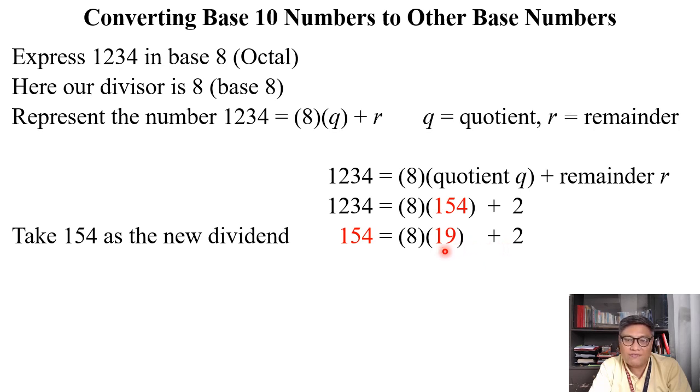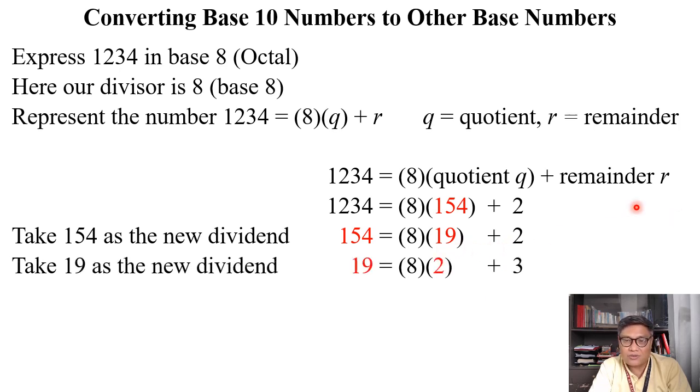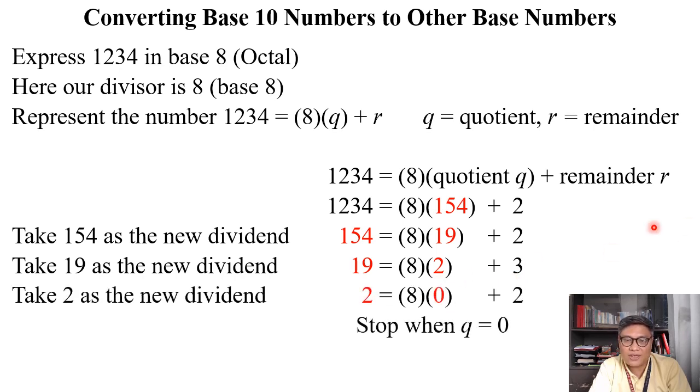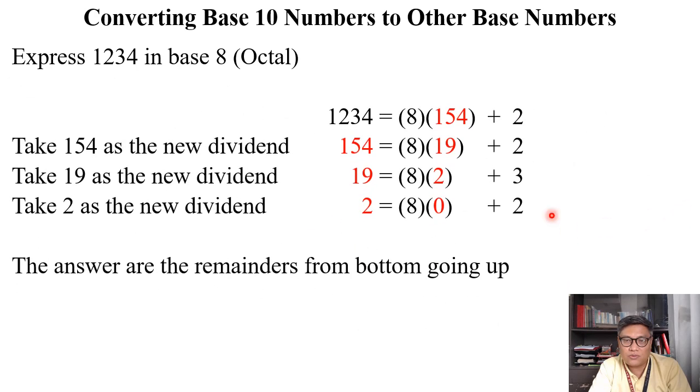Then continue dividing 19 by 8. 19 divided by 8 is 2, and we have a remainder of 3. Again, 2 is not yet 0, so we continue dividing it by 8. 2 divided by 8 is 0. 8 times 0 is 0, then the remainder is 2. Because the quotient is now 0, you have to stop the process. Then looking only at the remainders from the bottom going up, that will be the answer.